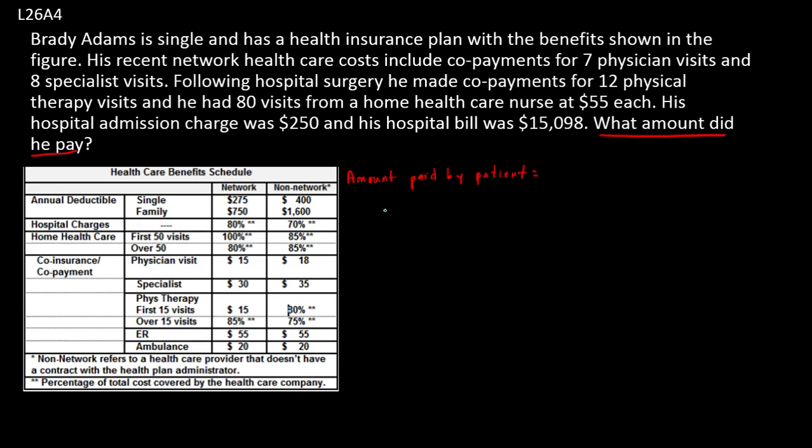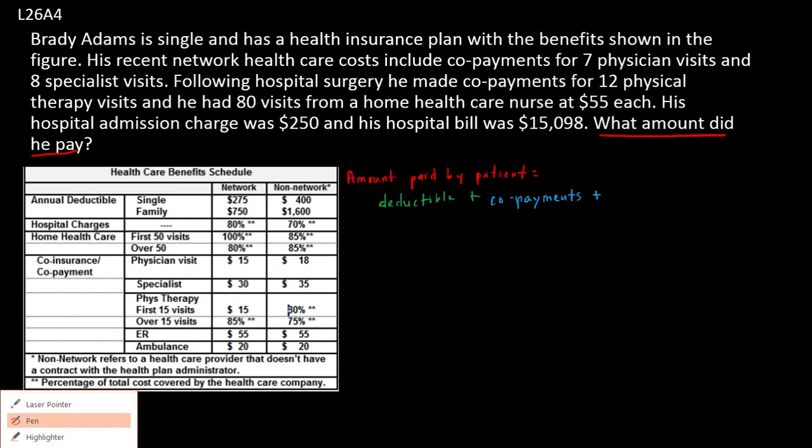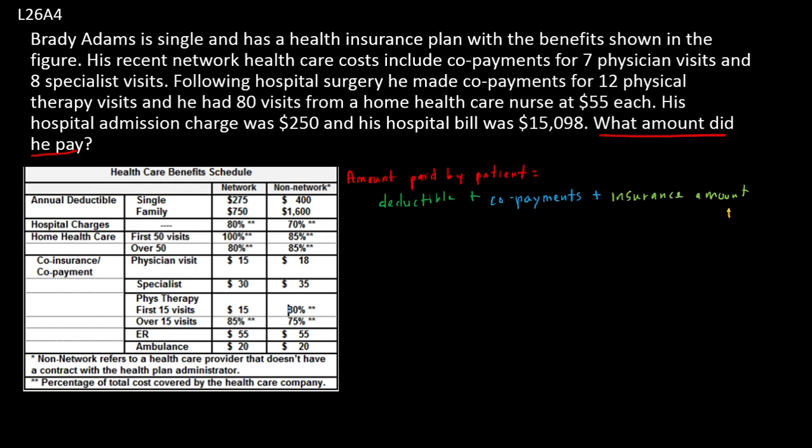So amount paid by patient is equal to the deductible plus any co-payments. Now those co-payments are going to include visits from any of the specialists mentioned, so the doctor, specialist, the nurse, the physical therapist. All of these will incur co-payments. We'll also have insurance amount in our equation. And finally, any miscellaneous charges, including those hospital charges.